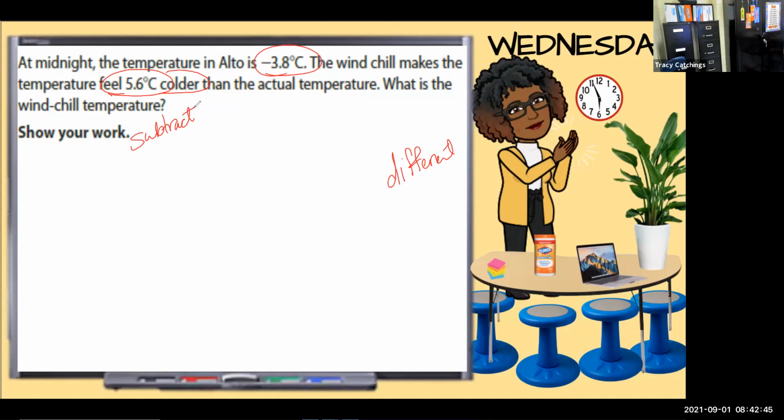I got a negative 3.8. That's my other number. Add a positive. So if I'm colder, that's a negative number. So yeah, that's a negative 5.6. Now they got the same sign. So that means add and keep your sign.